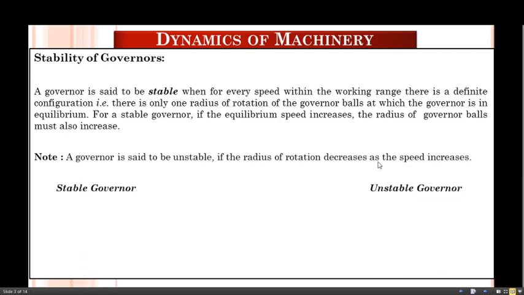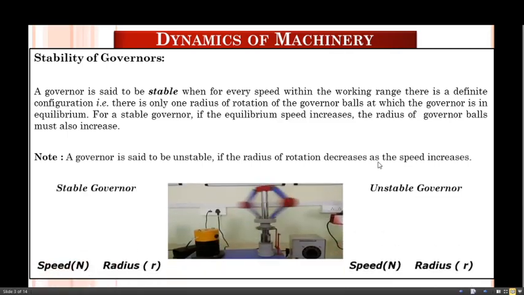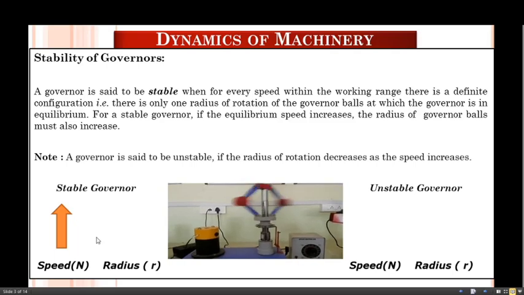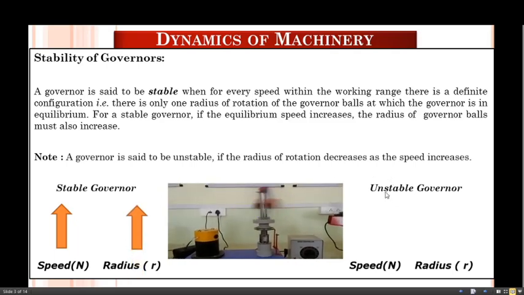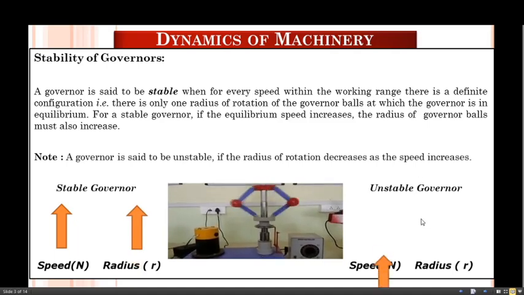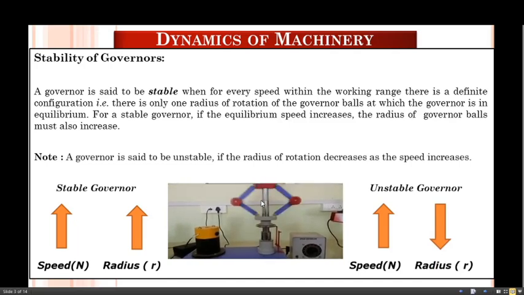This can be studied with the help of the animation shown in front of you. Here, for the stable governor, when the speed increases, the radius of rotation also increases. In case of an unstable governor, when the speed increases, the radius of rotation decreases.